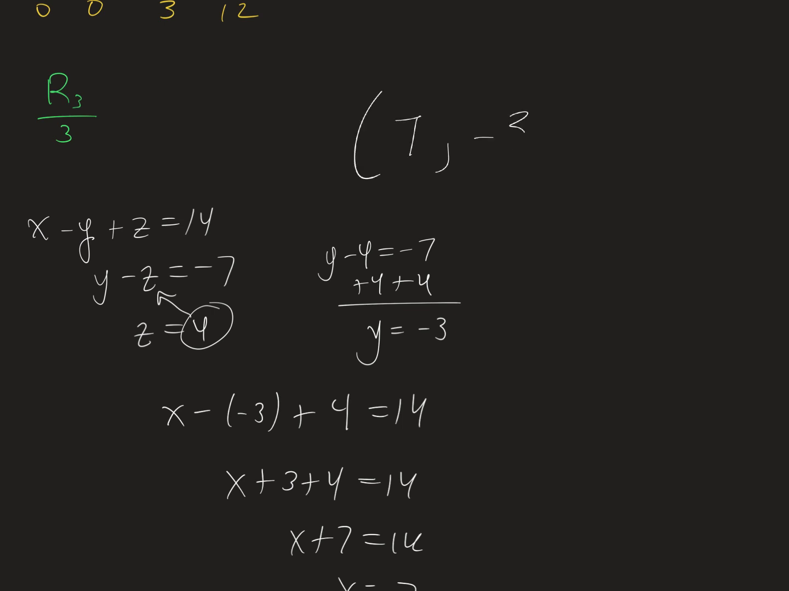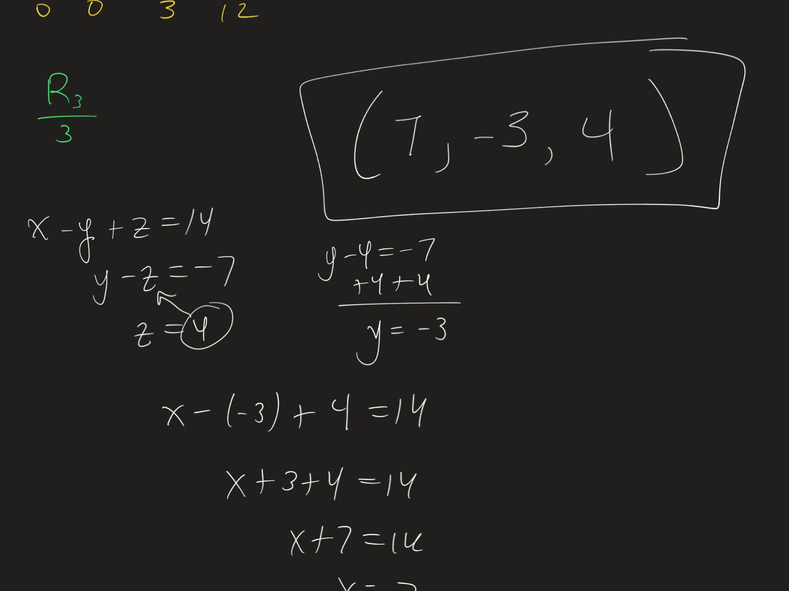7, -3, 4. And how do you know for sure that you're right? What could you do with that ordered triple? Plug it back into the very beginning. All right, now guys, that took us 10 minutes and 56 seconds.